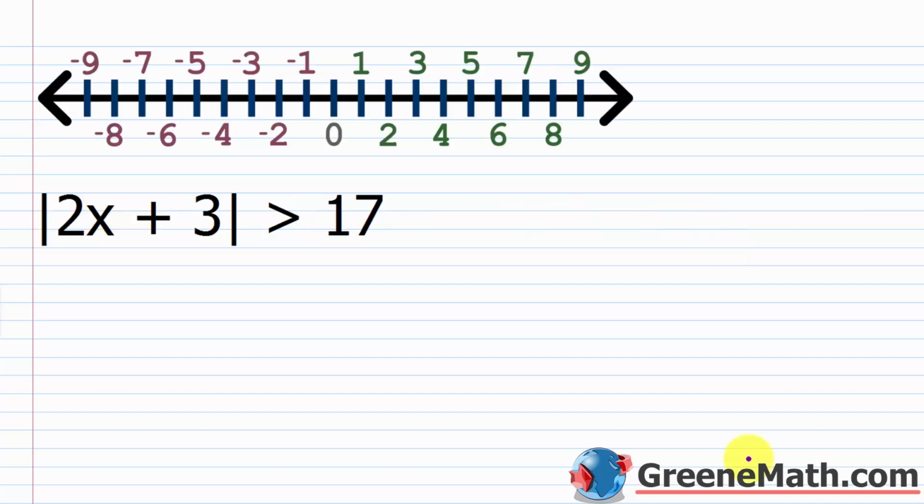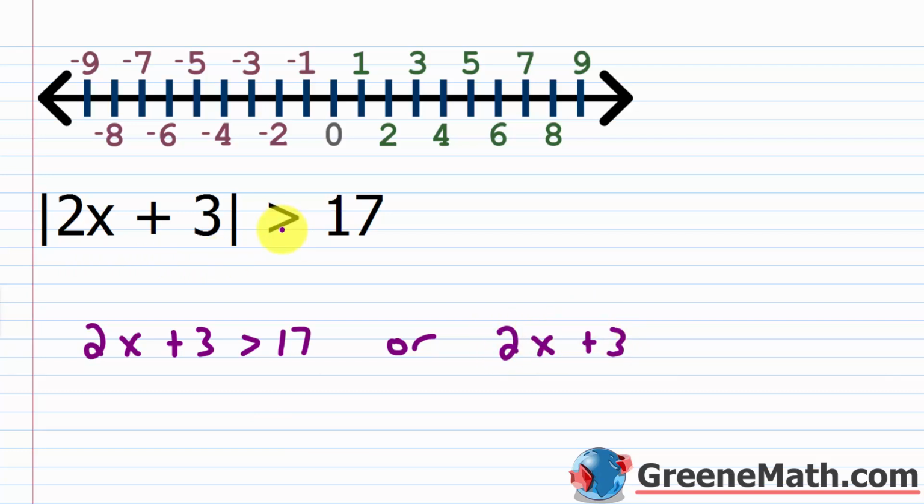All right, so for this one, we have the absolute value of 2x plus 3 is greater than 17. So the first case is I just remove the absolute value bars. So I'll have 2x plus 3 is greater than 17. Then or, my second case, I remove the absolute value bars. So 2x plus 3. I flip the direction of the inequality symbol, so it's a less than. And then I make this number negative. So it's going to be a -17.